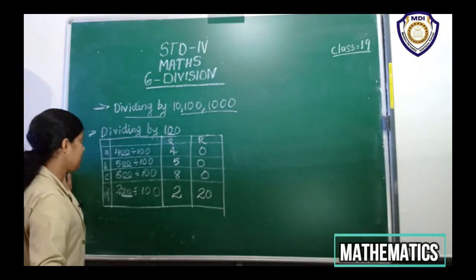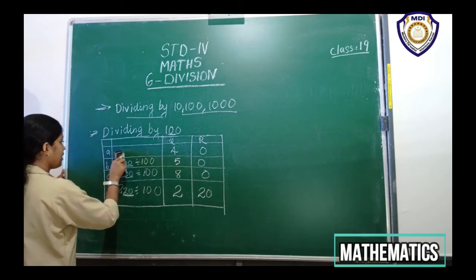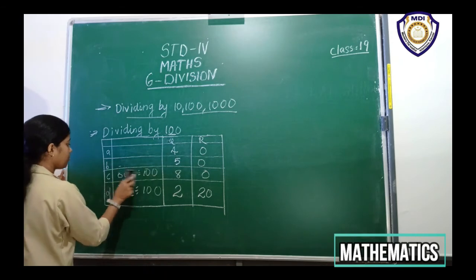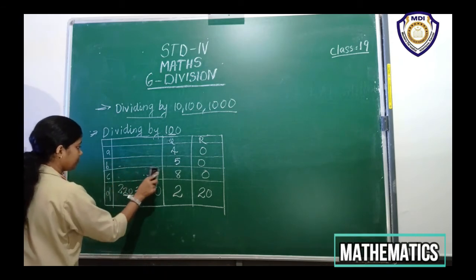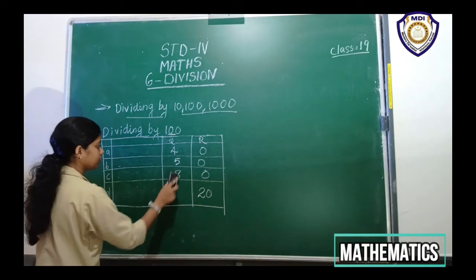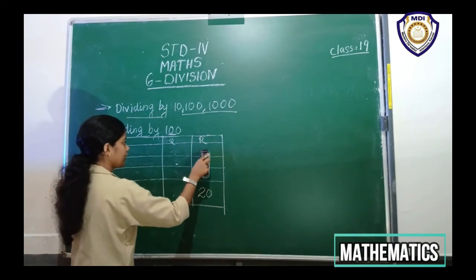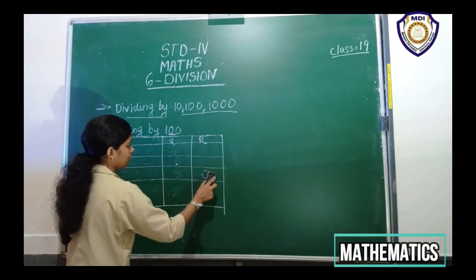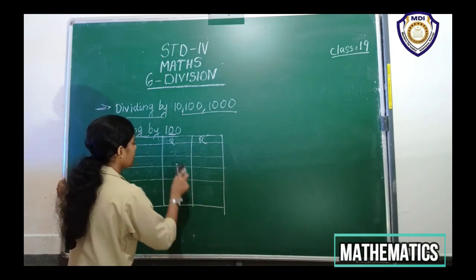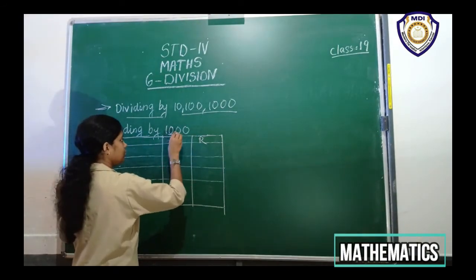Then the next one is dividing by 1000. How to solve this? All of you look at your textbook. Dividing by 1000. Do you get any idea?